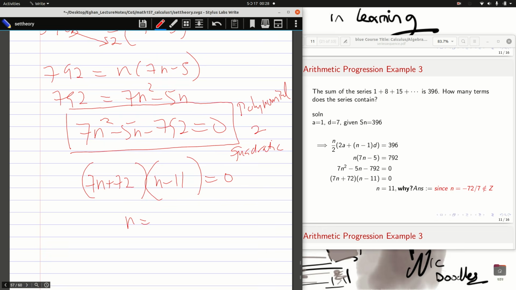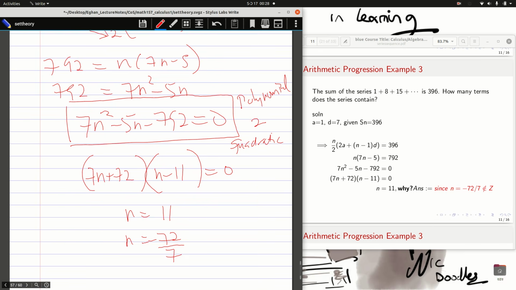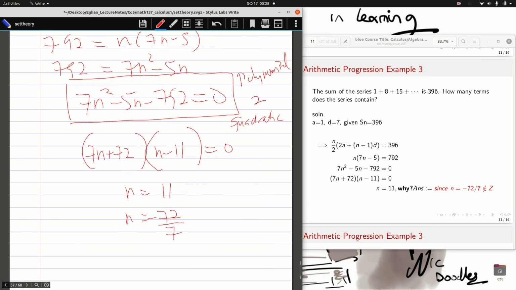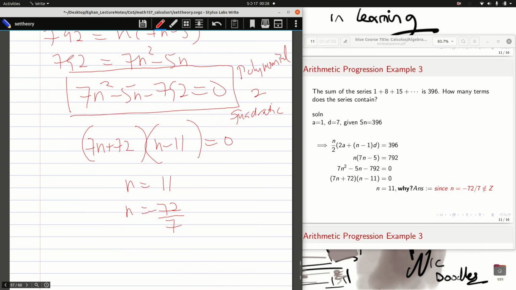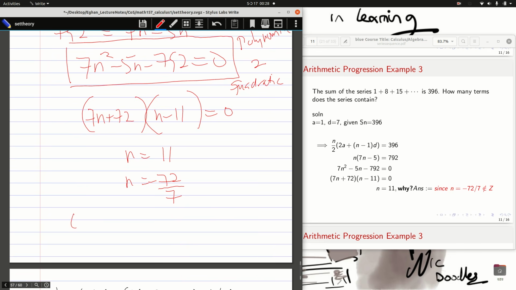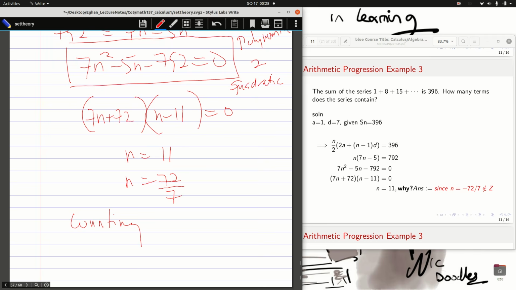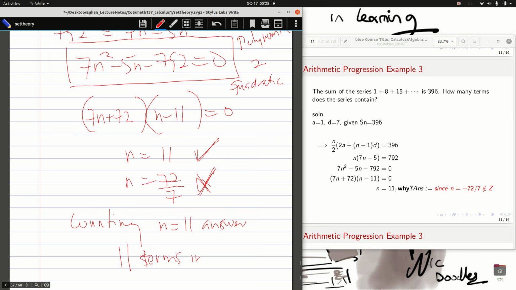This means I have 2 answers for n. You know that. And then you ask yourself, which one do I choose? They are all correct, but which one do you choose here? Because we are looking at the number of terms, it is counting. We are counting, and hence I can't use a fraction, but I can count to 11. So I use n equal to 11 as my answer. So I have 11 terms in the series.